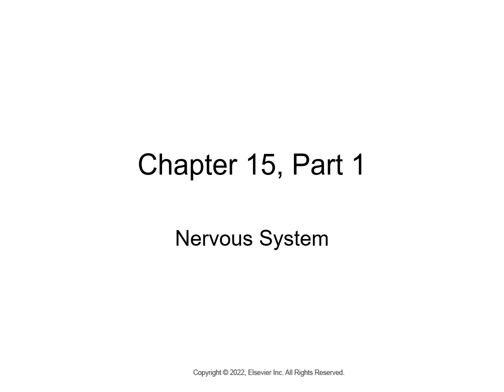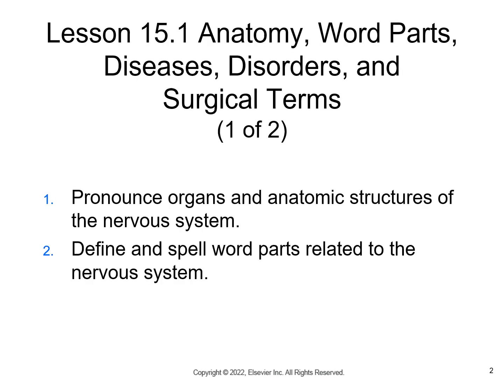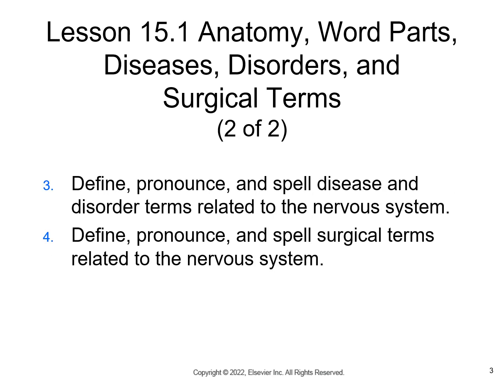Chapter 15, Nervous System. In the first section of the chapter, we'll look at the pronunciation of organs and anatomical structures of the nervous system, and we'll look at defining and spelling word parts related to the nervous system. And we'll also look at defining, pronouncing, and spelling disease and disorder terms, and spelling surgical terms of the nervous system.